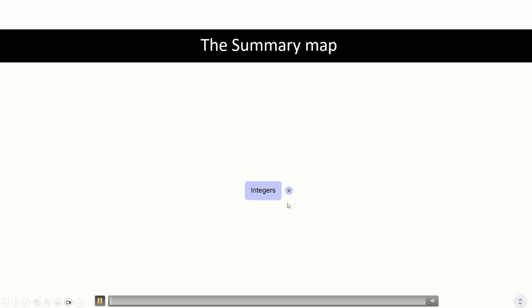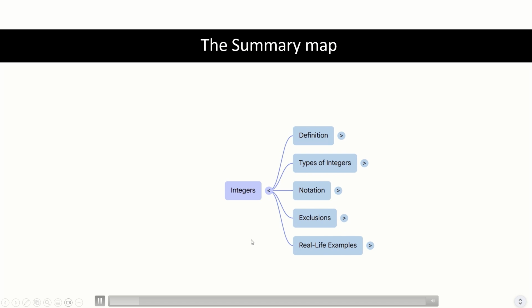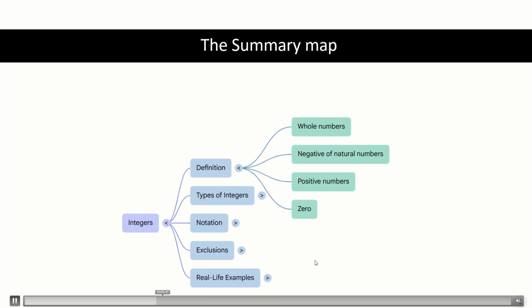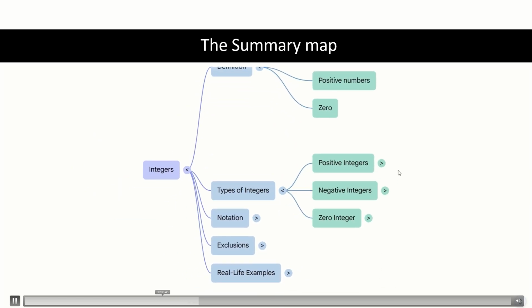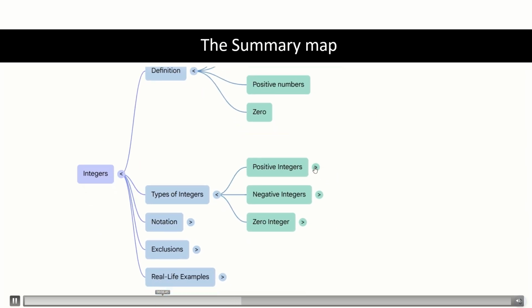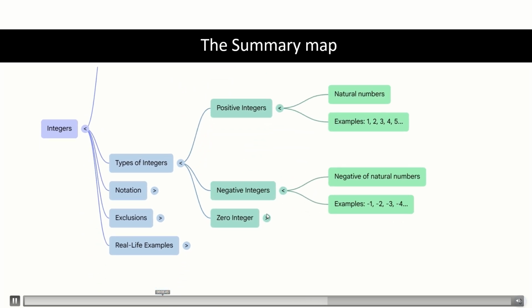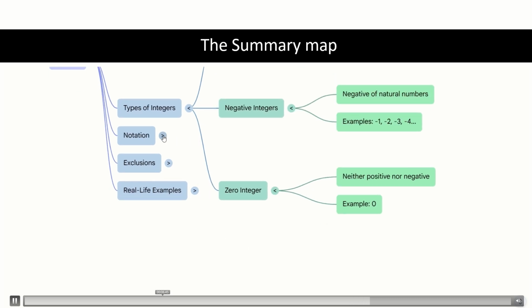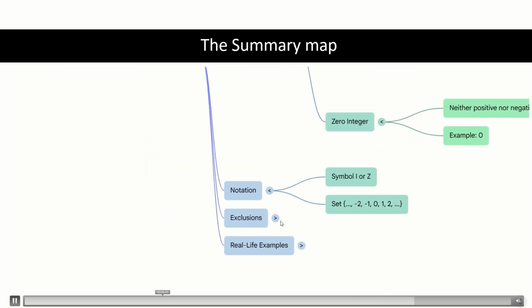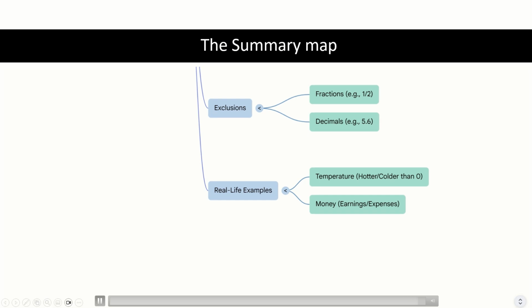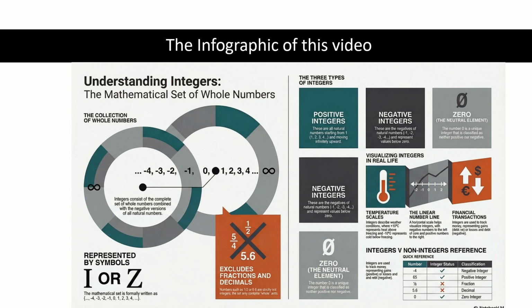Now this is the summary map. So we have definitions and types of integers. In definition we have whole numbers, negatives of natural numbers, positive numbers and 0. In types of integers, positive integers, which are natural numbers, and negative integers, negatives of natural numbers. 0 integer is neither positive nor negative. They are notated by the symbol I or Z, with decimal exclusions, fractions and decimals. And real life examples, temperature and money. Now this is the infographic of this video.